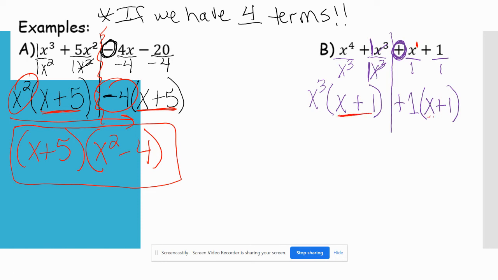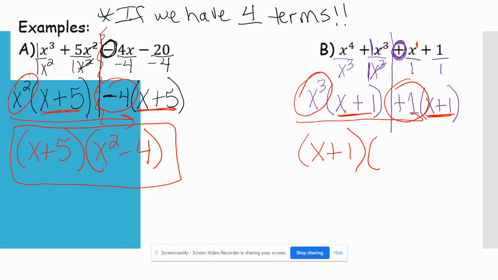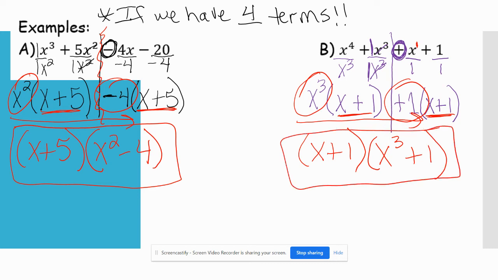Are my parentheses exactly identical? They are. That's good. That means we're on the right track. That also means that our new greatest common factor is that x plus 1. And then in its own set of parentheses, the leftovers from left to right, we have x to the third plus 1. And there's our factoring.